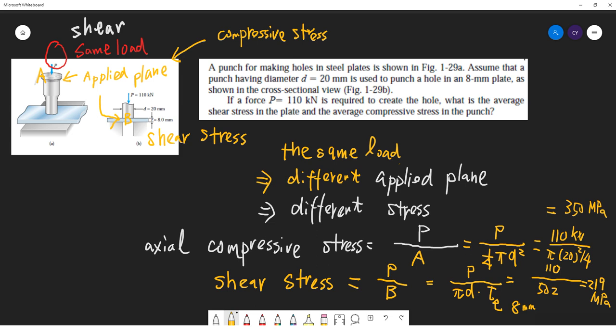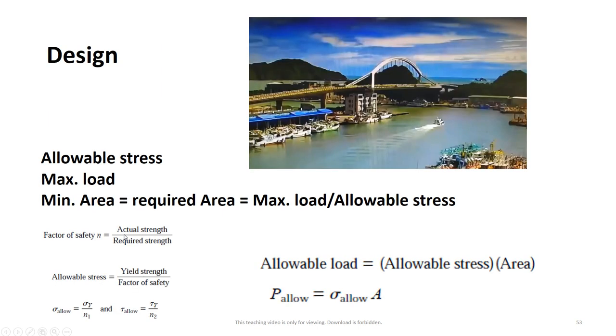Okay, that's good. And we finish all shear stress, compression stress, any kind of stress. And now we are going to another topic about the design. This is the final of the chapter. The most important is how to design a structure. Maybe we can look at the video first.